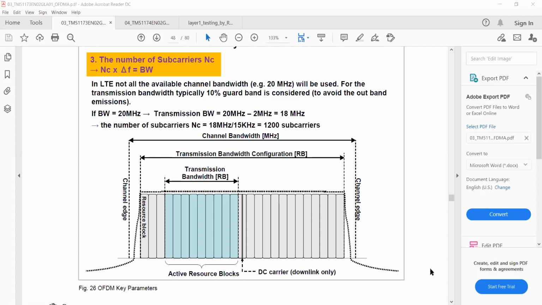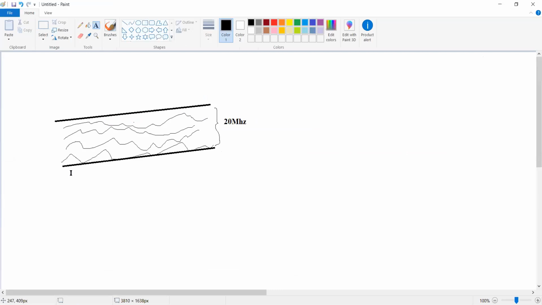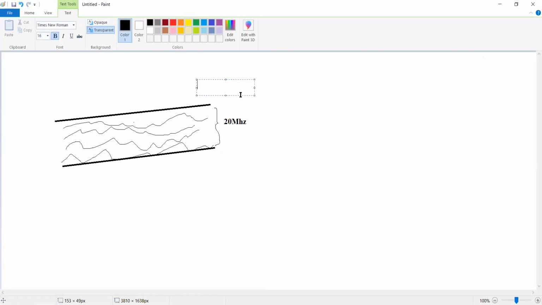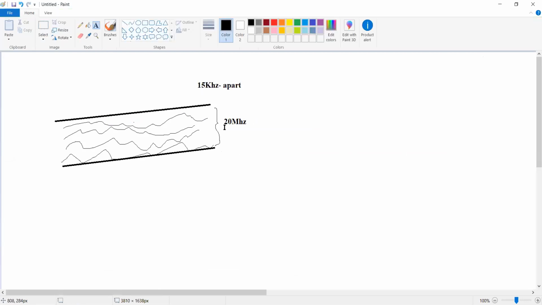Let's come to here. Each subcarrier is 15 kilohertz apart. So 15 kilohertz difference, each subcarrier is apart by 15 kilohertz. We are using only 18 megahertz bandwidth. So let's do some calculation.